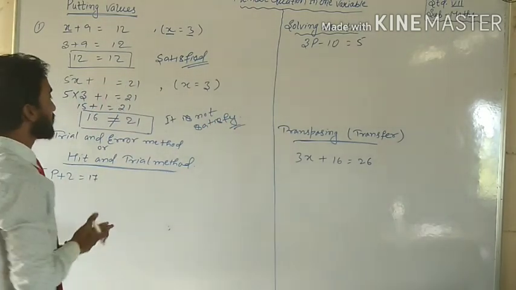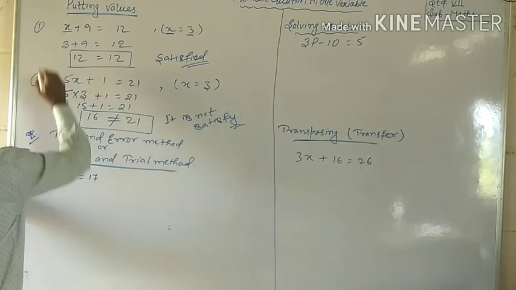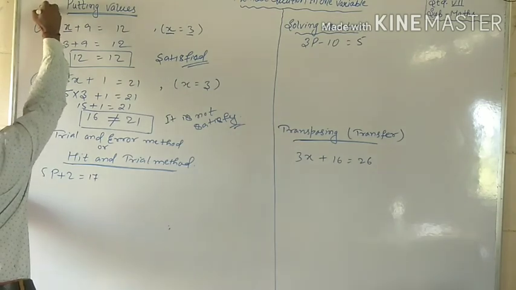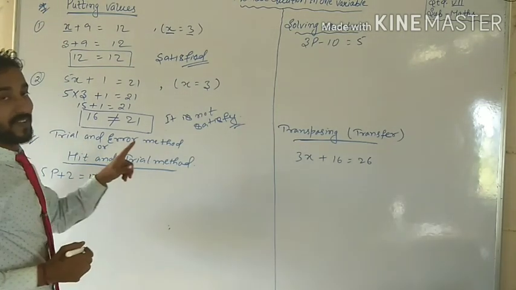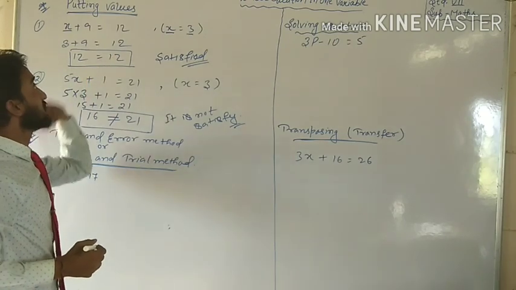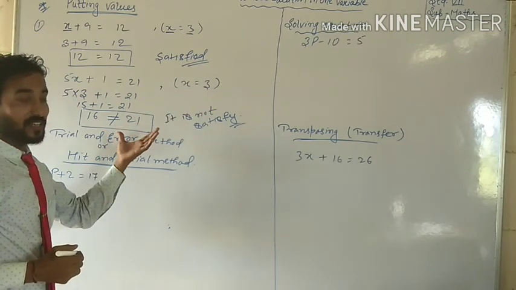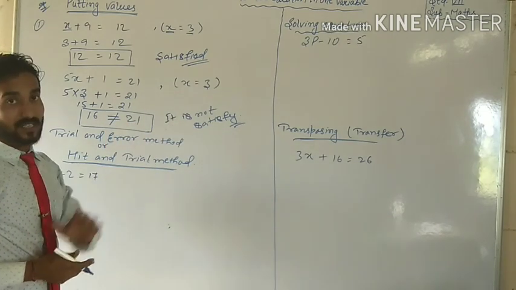Okay, students? Such types of questions may come, so don't worry, you can solve them in this way. Satisfied or not satisfied: if LHS is equal to RHS, it means the equation is satisfied. And if LHS and RHS are different, it means we say it is not satisfied.